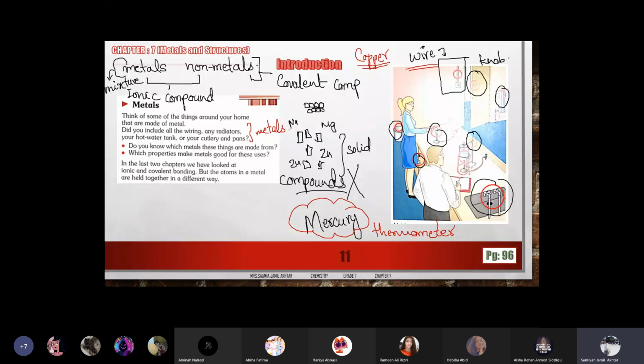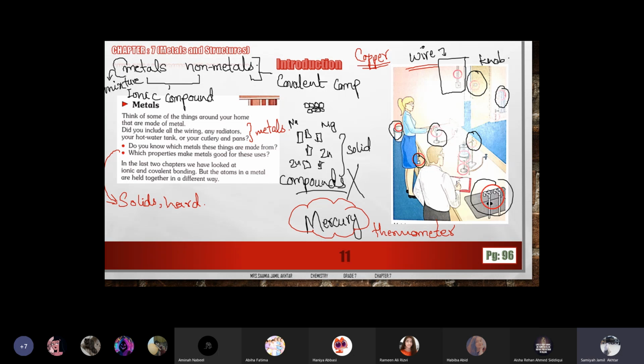Okay, which properties make metals good for these uses? Because most of the substances are made up of metals, they conduct electricity. Yes, but it's not only about wires, it's other substances also. The taps, the stand, the dustbin, all these things, there is one common property because of which all of these things are made up of metals. Solid and hard structures. We have to make these things super hard to use. So all the metals are solid and they are hard. So this one property is common in all of these substances.